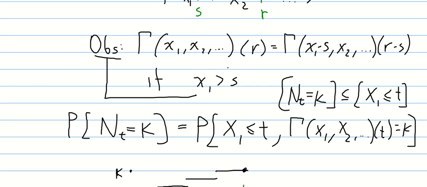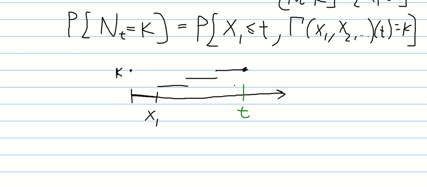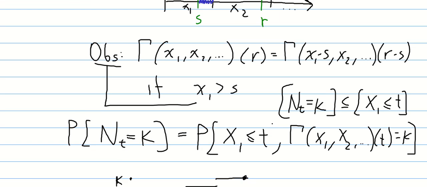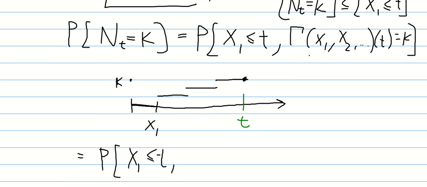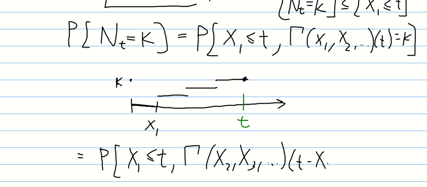And by just using something completely deterministic, which is this lemma here, we can look at this between x1 and t instead of 0 and t. So what do I mean by this? We can write this as the expectation. We keep this x1. By the way, let's go even slower. We can write this as the probability that x1 is less than or equal to t. And now this event, x1 is less than or equal to t, can be written as gamma of x2, x3, and so on at time t minus x1 is equal to k minus 1.